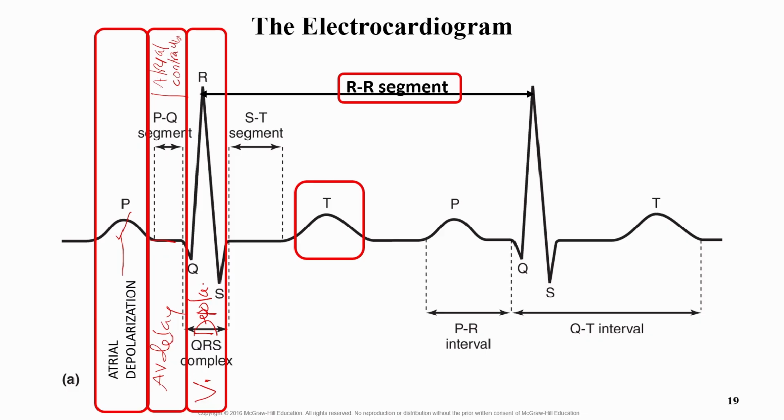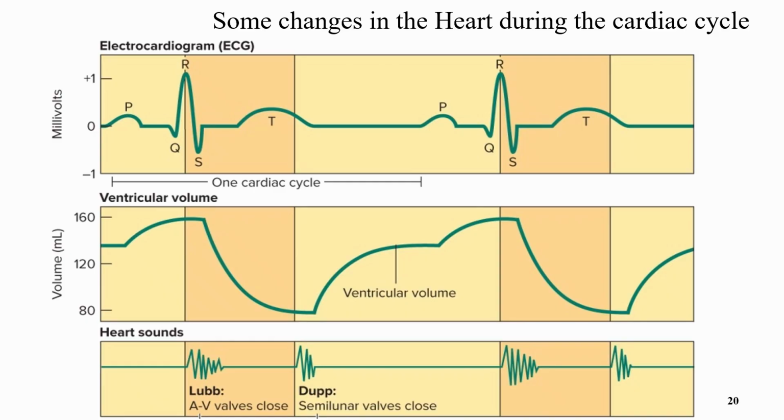Now, the next segment is called the ST segment. And in the ST segment is when the ventricles let loose. So in this period, the most significant thing is the ventricles contract. Okay. So after that is done, then you come back to repolarization, which is a T wave. So that's my repolarization.